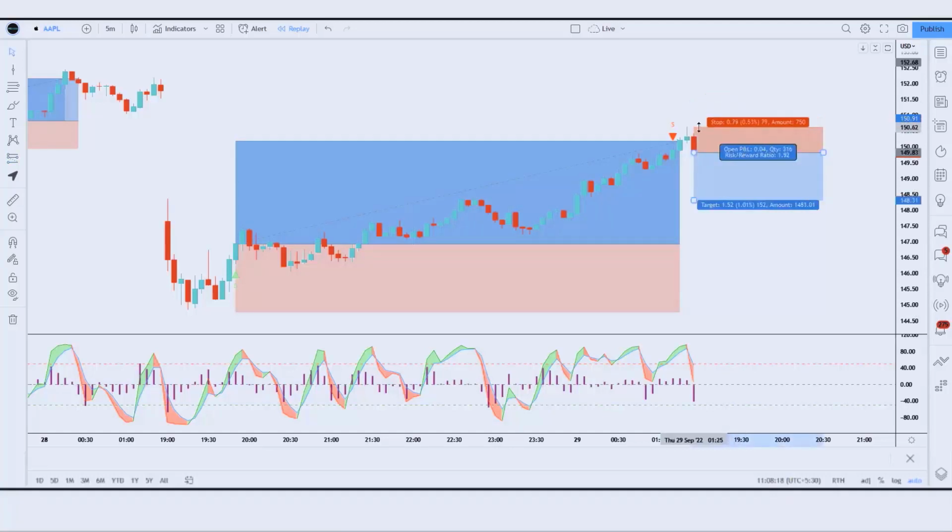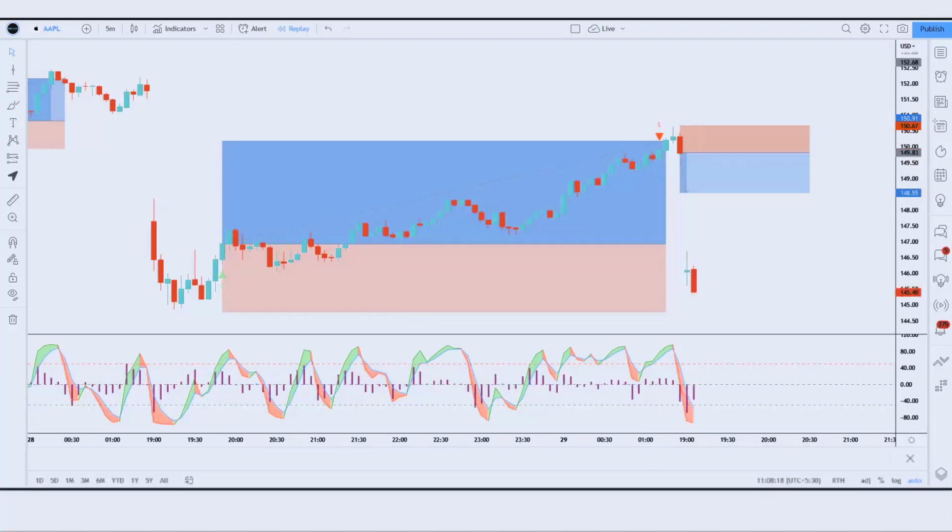Our stop loss will be placed at the high of the previous candle. And the risk to reward ratio will be 1:1.5. We have won the trade.